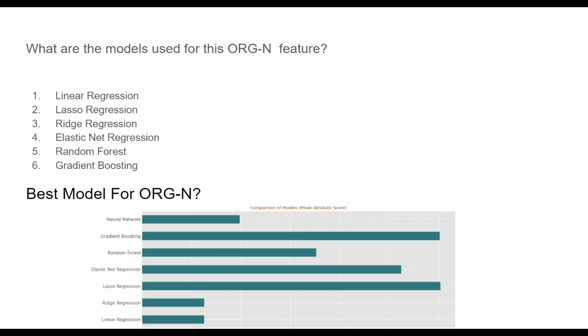I'm sorry. That one is gradient boosting. We got it as the best model for this project. When we are implementing ORGN, the gradient boosting value is the best compared to all models. The mean absolute score is too high.